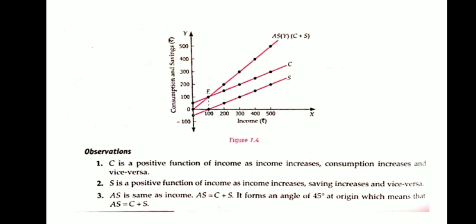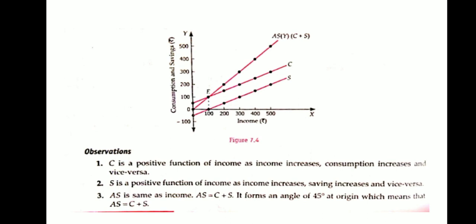Now if I want to draw a graph, then it would be like this. S turns out to be negative in the initial stage, and it is increasing with the passage of time. As and when there is an increase in income, you can see that saving is also increasing.